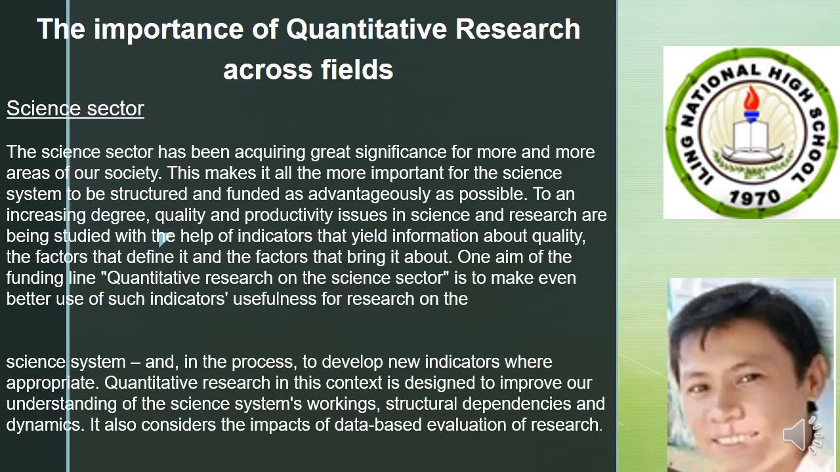One aim of the funding line, quantitative research on the science sector, is to make even better use of such indicators' usefulness for research on the science system. And in the process to develop new indicators where appropriate, qualitative research in this context is designed to improve our understanding in the science system's workings, structural dependencies, and dynamics. It also considers the impacts of database evaluation of research.